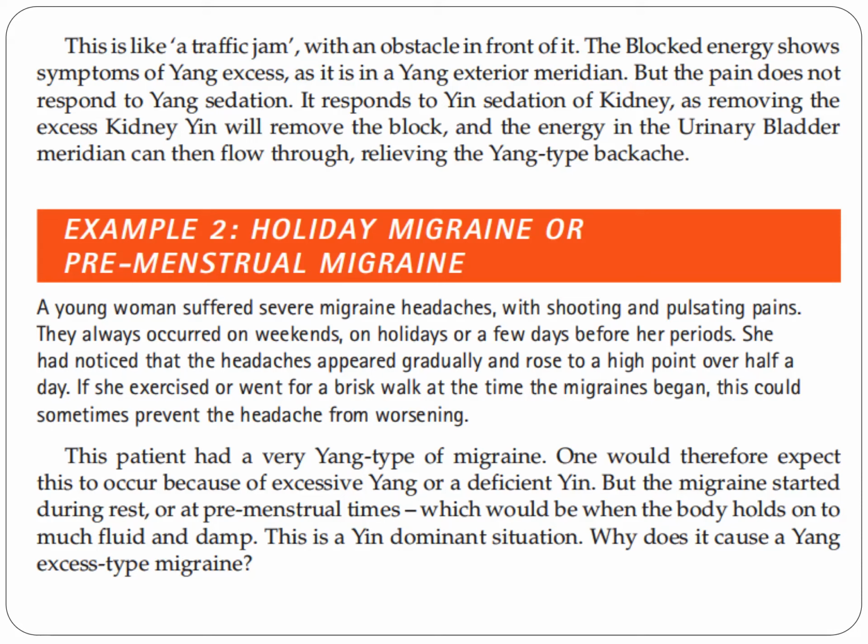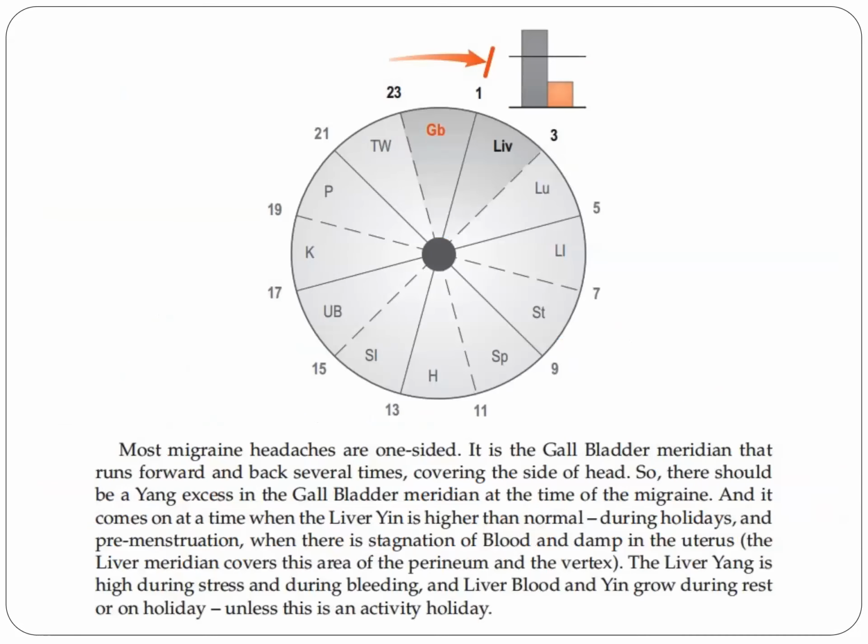This patient had a very yang type of migraine. One would therefore expect this to occur because of excessive yang or a deficient yin. But the migraine started during rest or at premenstrual times, which would be when the body holds on to too much fluid and damp. This is a yin dominant situation. So my question, why does it cause a yang excess type migraine? So sa susunod pong slide yung explanation.